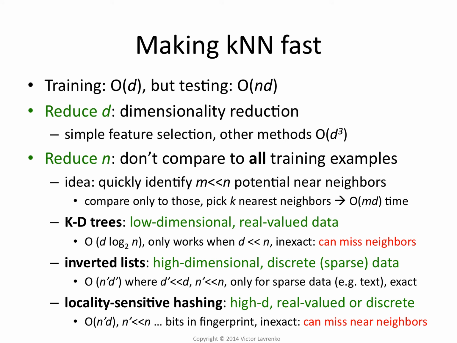If your data is high dimensional and it's not sparse, you cannot use inverted lists, but you can use something called locality-sensitive hashing. It's a technique that is in some ways reminiscent of KD trees, and we'll talk about the similarities and differences. It has attractive time complexity, but again, just like KD trees, it can miss the nearest neighbors that you have.